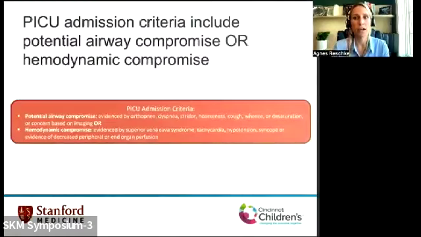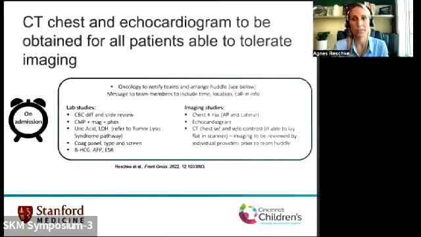Beginning with our PICU admission criteria, patients are admitted to the PICU if they have concern for potential airway compromise that can manifest as orthopnea, dyspnea, stridor, hoarseness, cough, wheeze, or desaturation, or if the patient has concern for hemodynamic compromise that can present with SVC syndrome, tachycardia, hypotension, syncope, or evidence of decreased end organ perfusion.